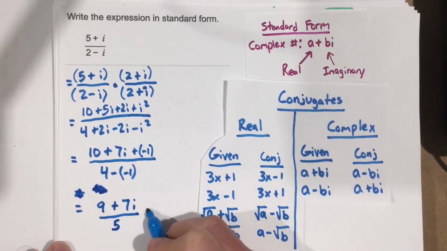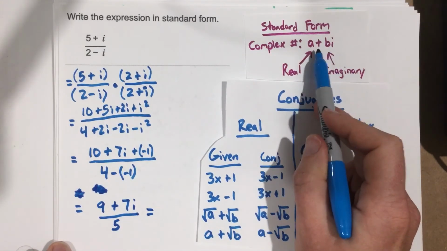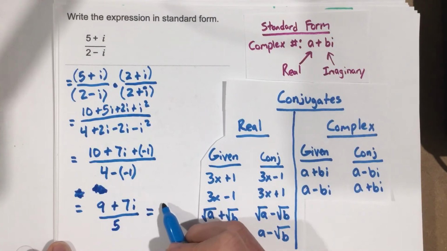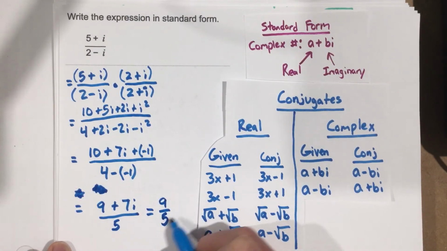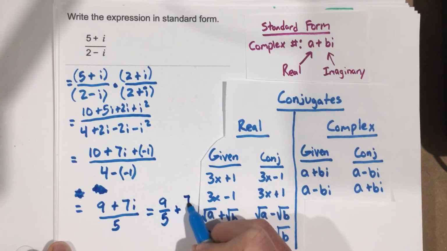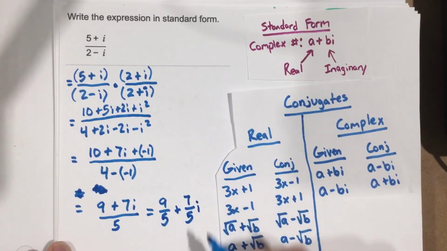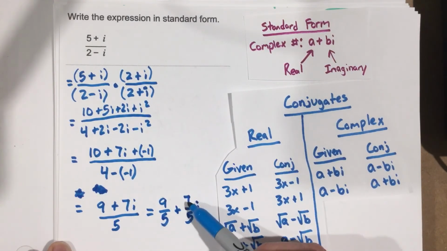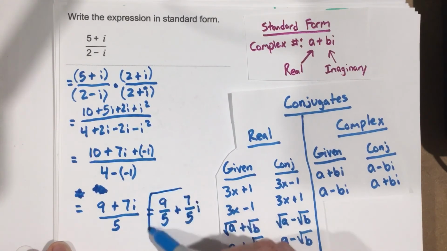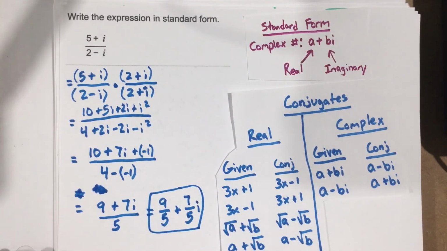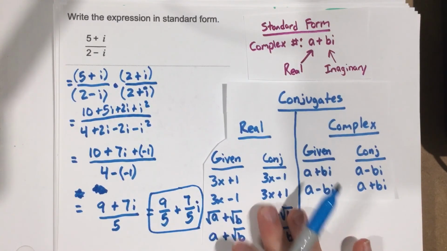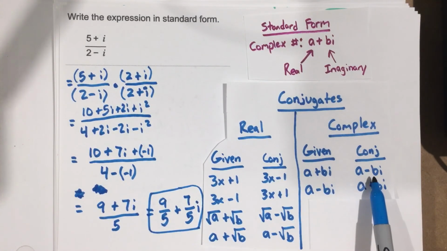So now we can split that so that it looks like a plus bi form. We split the denominator between each. We end up with 9 over 5 plus 7 over 5i. And now we're in a plus bi form. A is 9 over 5, which is the real part, and b, or 7 over 5, is b, and this 7 over 5i is the imaginary part. So how did we get to that? We used the conjugate, which I defined as the binomial with the opposite sign.